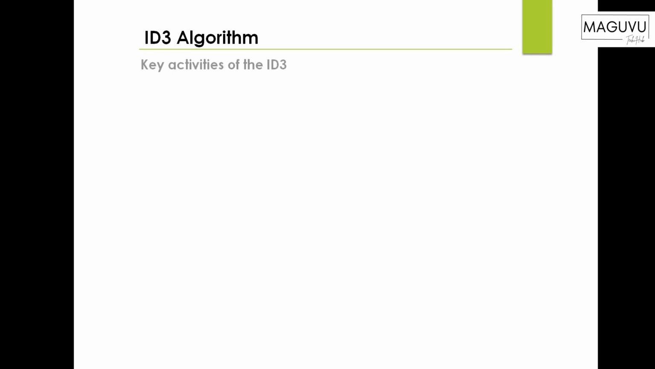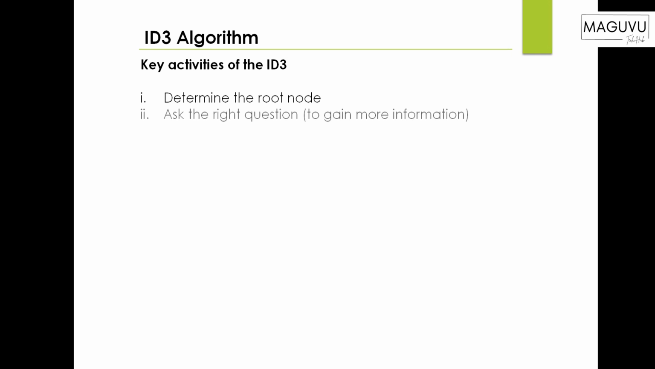We are going to implement these formulas when we do the numeric example. Activities in the ID3: we would want to determine the root node. We have to ask the right question, that is to gain more information. Our main aim is to create purity. You also have got to know the target variable.